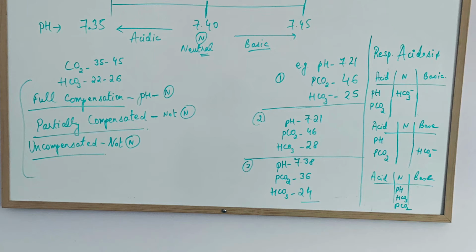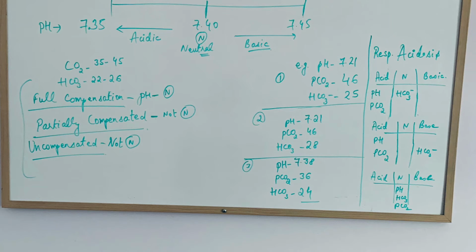In between is the normal value, on the left side is acidosis, and on the right side is alkalosis, the basic condition. So pH is 7.21, so it's acidic, and the partial pressure of carbon dioxide is also higher, acidic, and bicarbonate is 25, so it comes under neutral, N, normal, so it is not compensated. It's an uncompensated condition of respiratory acidosis.